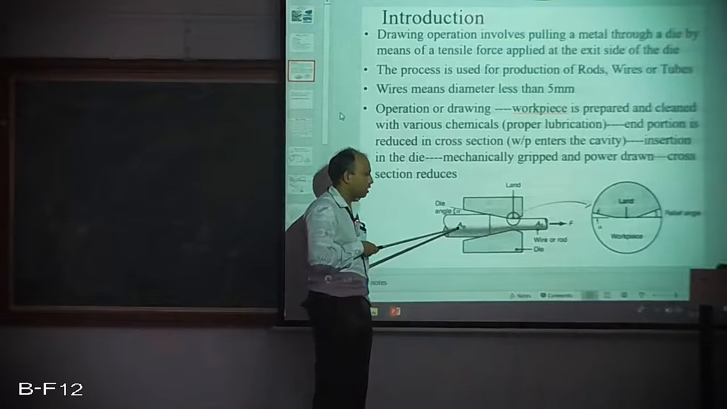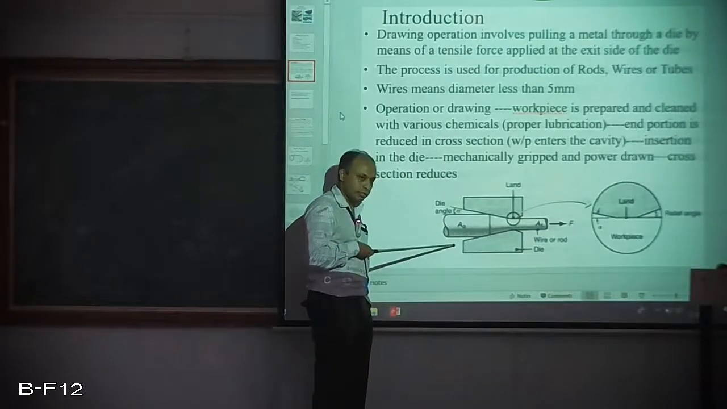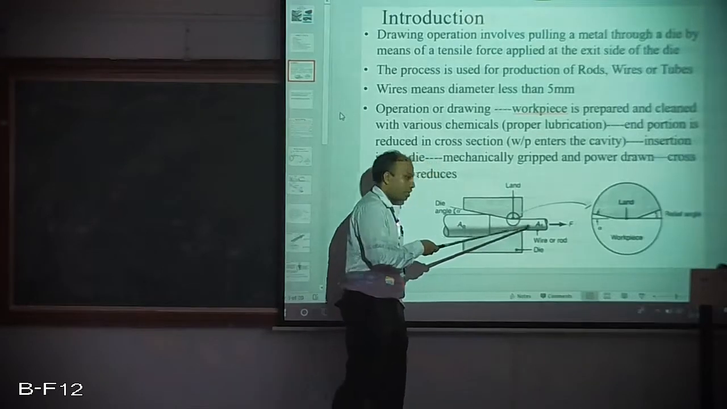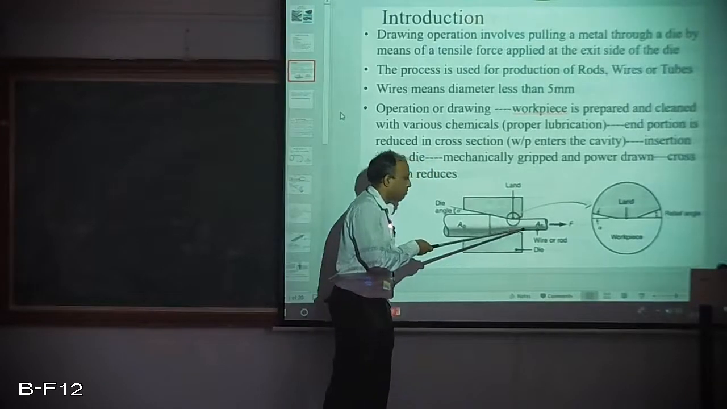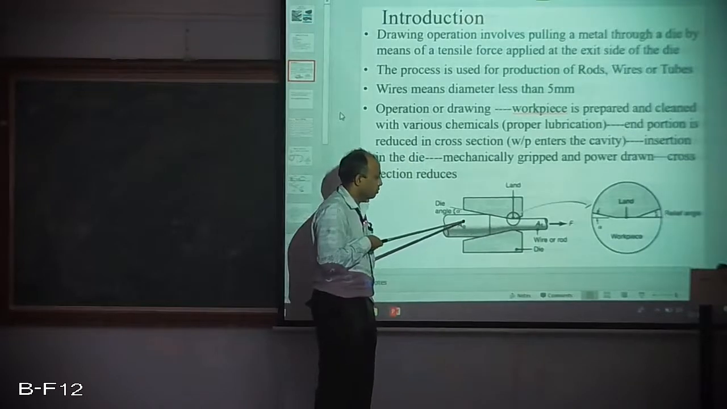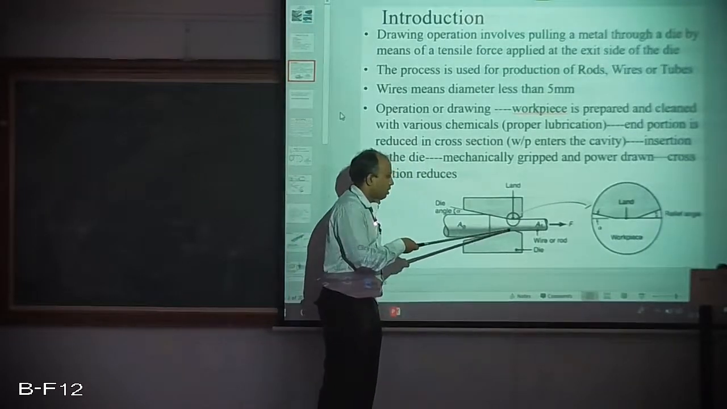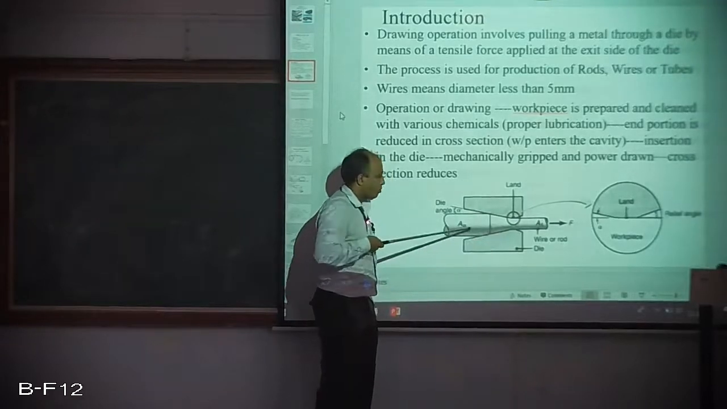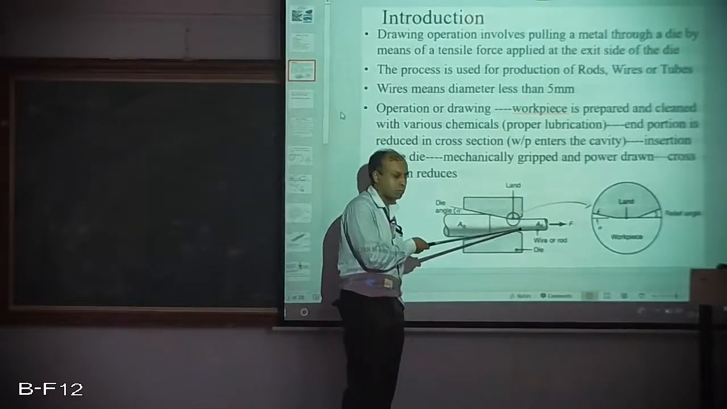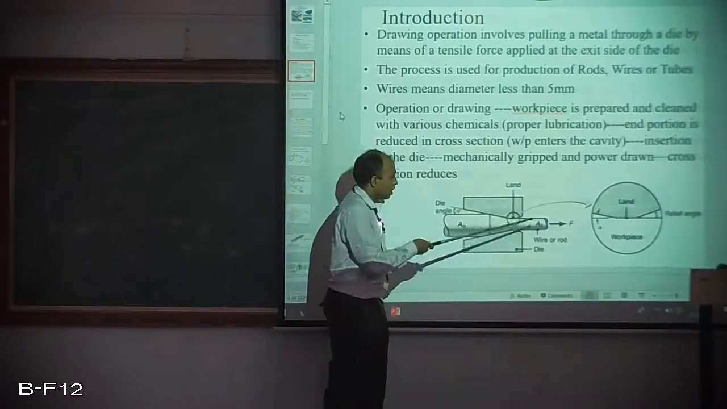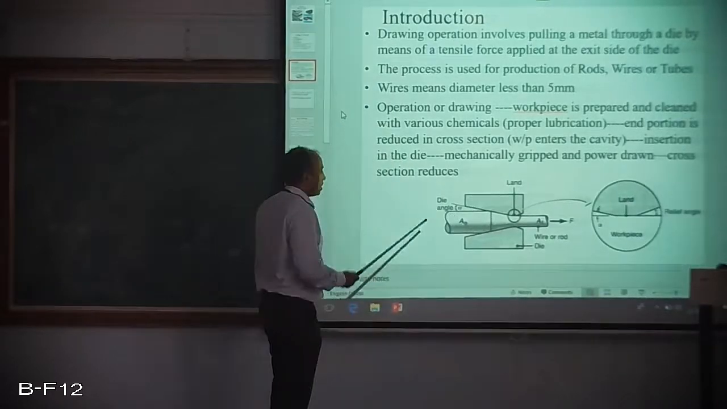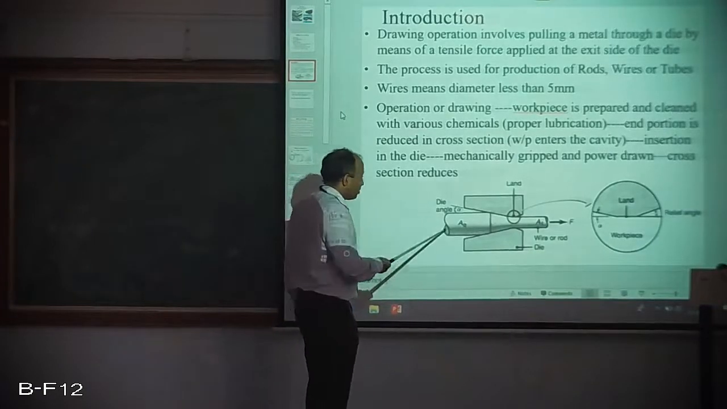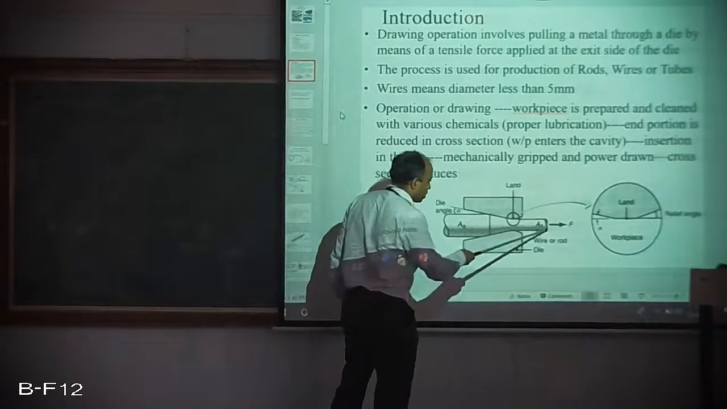That's why I am using this A0, the initial area. It is being reduced to AF, the final area. So for this reduction to happen, there is some deformation that has to take place. It is possible because of this die, the constriction in the die, from a larger cross section to a lower cross section. Okay, a typical example for drawing. This is the entry part of the drawing and this is the exit part of the drawing.